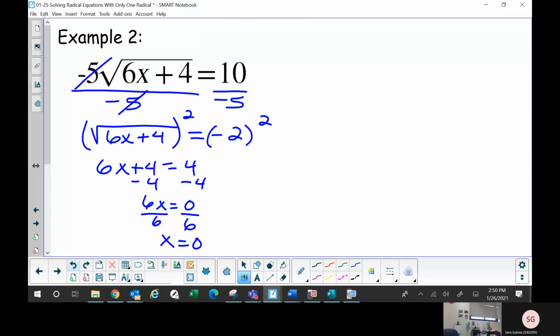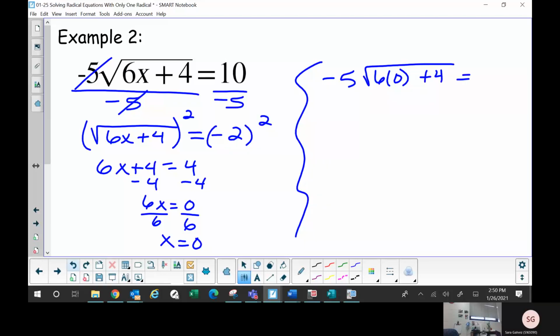Now what do I have to do now? I have to check to make sure it works. Plug in that solution. So we have -5 on the square root of 6 times x. We found x to be 0. We're going to see if that works. Plus 4 equals 10.